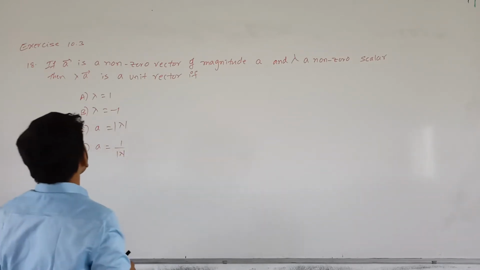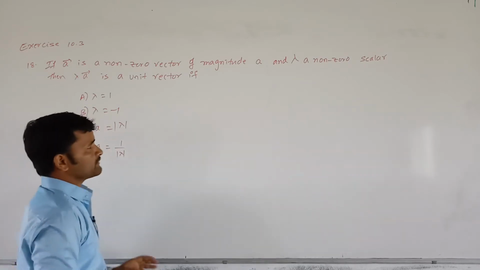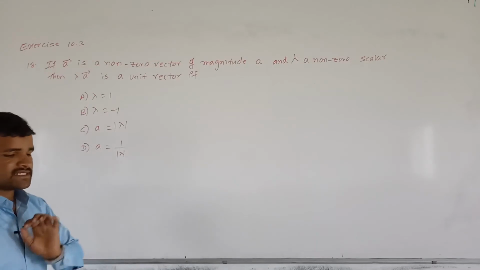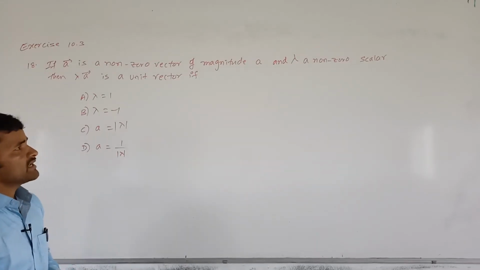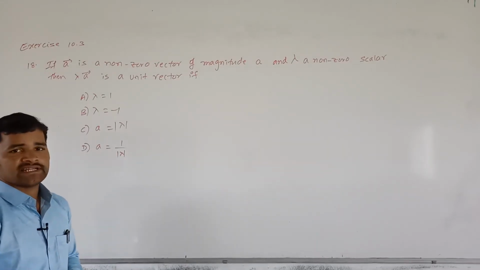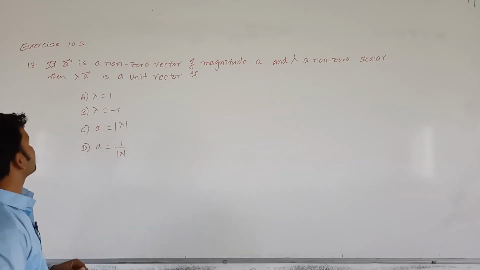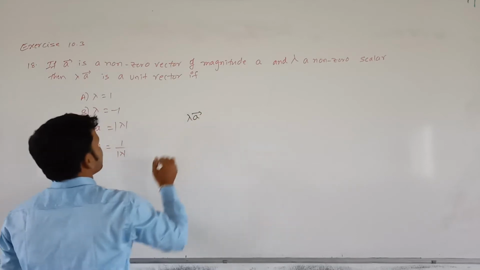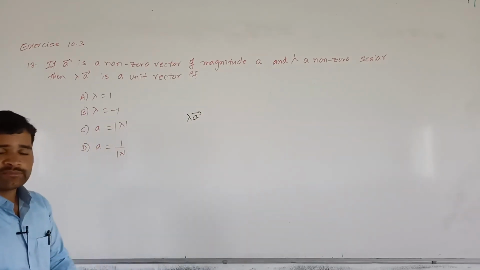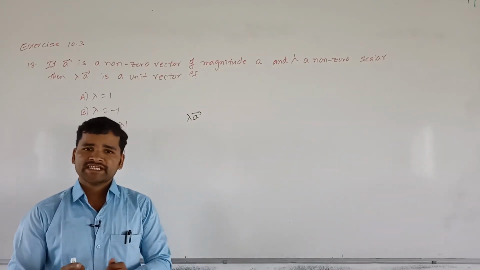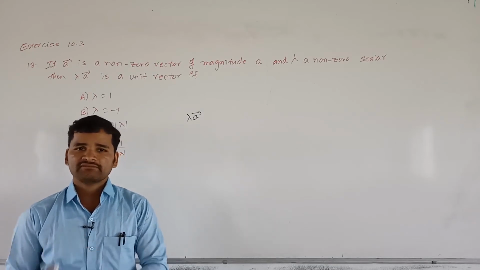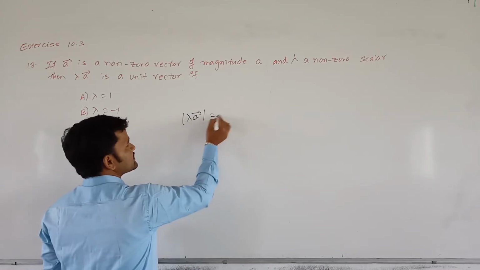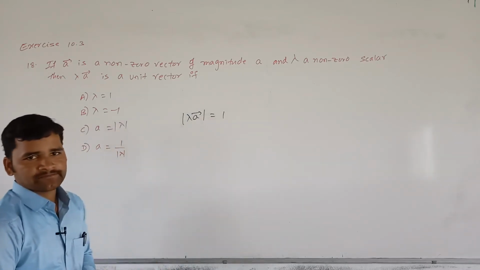Very simple question it is. If A is a non-zero vector of magnitude A units, its magnitude is A unit, means its length is A units. Lambda is a non-zero scalar, means lambda is any real number. Then they are saying that lambda into vector A is a unit vector. What do you mean by unit vector? Unit vector means its magnitude, its length is 1 unit. Here they are saying lambda into vector A is equal to 1 unit.